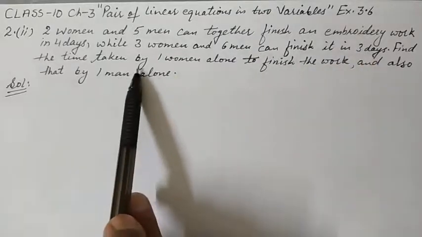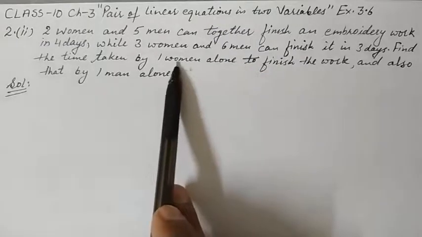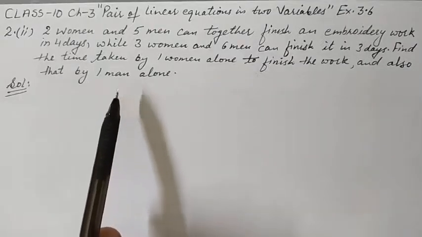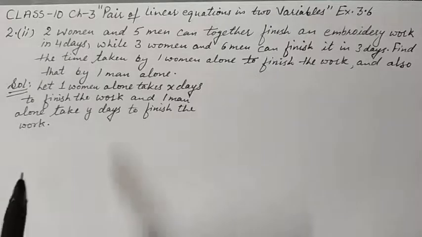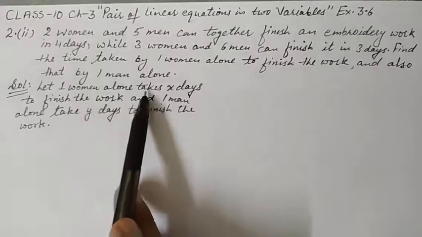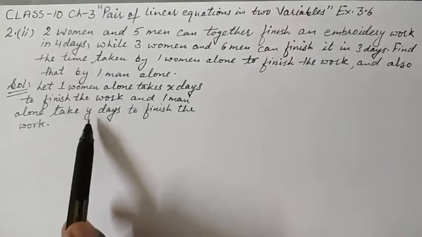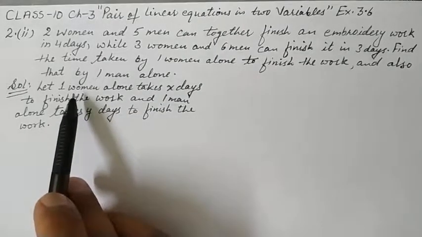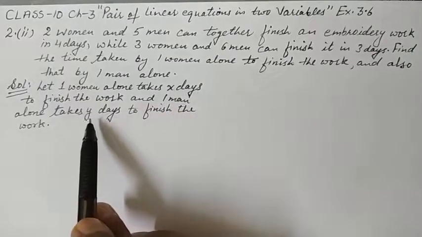So now we have to find that if 1 woman alone does this work, then how many days she will take, and if 1 man alone does this work, then how many days he will take. So this is our question. So for understanding this question, let's take some example. First of all, we'll assume that 1 woman alone takes x days to finish the work and 1 man alone takes y days to finish the work. So it means if 1 woman alone is doing that work, then she will take x days, and if 1 man is doing this work alone, then he will take y days.